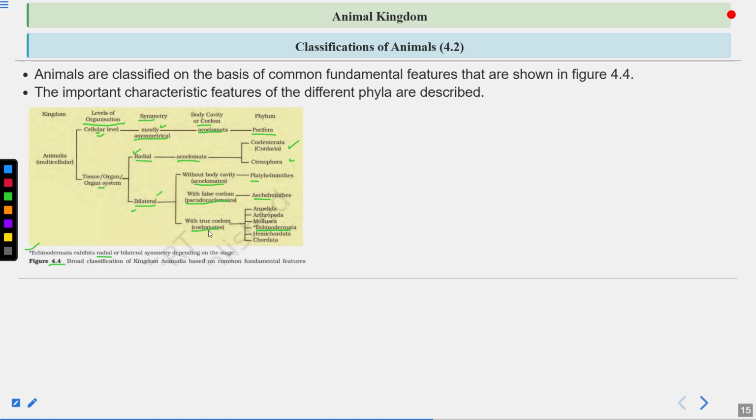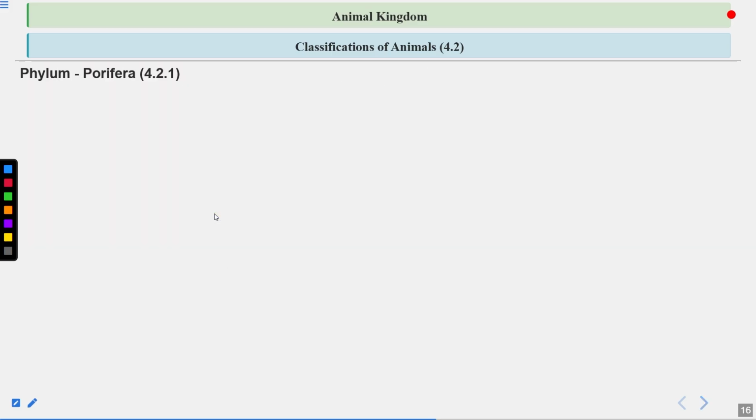Otherwise, all are showing bilateral symmetry. Annelida, Arthropoda, Mollusca, Hemichordata and Chordata all show bilateral symmetry, and also have a true coelom. Now we will study each phylum one by one. The first phylum is phylum Porifera.